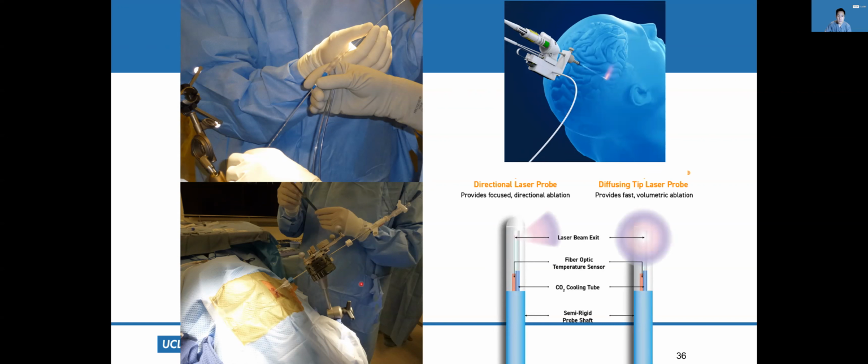The one on the right actually has a diffuse laser fiber as well as a side firing beam, which helps you direct the ablation a little bit. And this one also has a robotic arm so that you can insert or pull out the laser as well as rotate it within the MR without ever having to touch the patient.